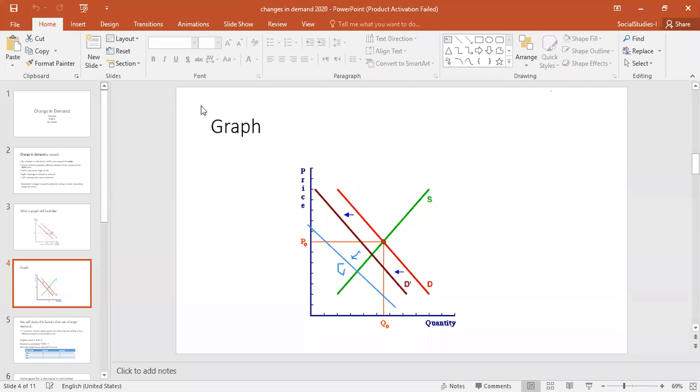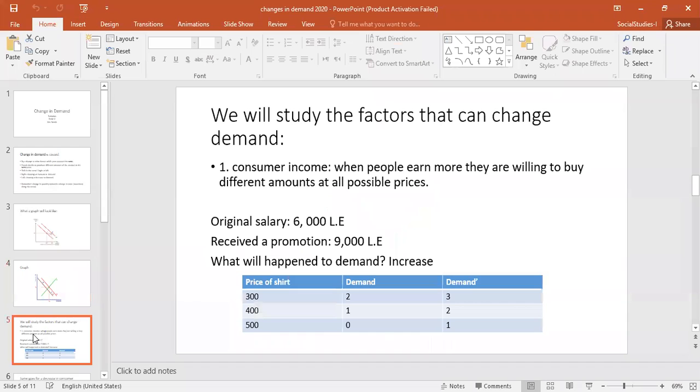Again, here, I need to clear this drawing. So here, we will study the factors that can change demand.